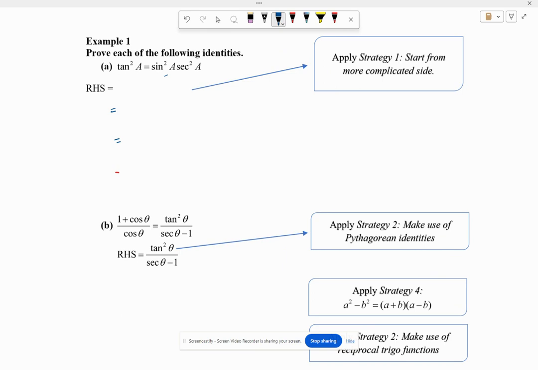Which is the more complicated side? Is it the left side or the right-hand side? Can you see the right-hand side is more complicated? So we start from there. Right-hand side equals sin²A sec²A.